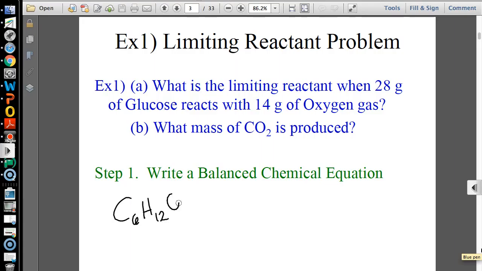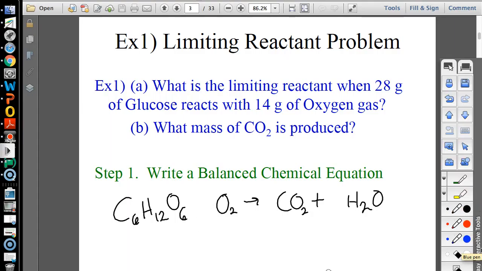Is that ringing a bell for you guys? When you eat, you also need to breathe. So this reaction is respiration: glucose plus oxygen gives me carbon dioxide and water. Is that familiar from last year? With any kind of hydrocarbon combustion, I'm combining it with oxygen and getting carbon dioxide and water. Pretty simple stuff here.